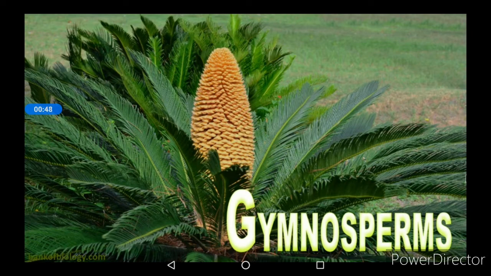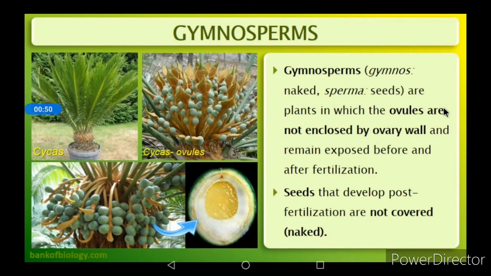So what do you mean by gymno? Gymno means naked, and sperma means seeds. So the plant which has naked seeds comes under the category gymnosperm, while angiosperms have covered or enclosed seeds. Here an example is cycas, and in this case the ovules are not enclosed by the ovary wall. That is the difference between angiosperms and gymnosperms.